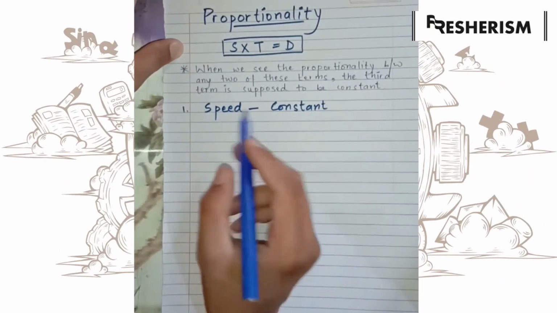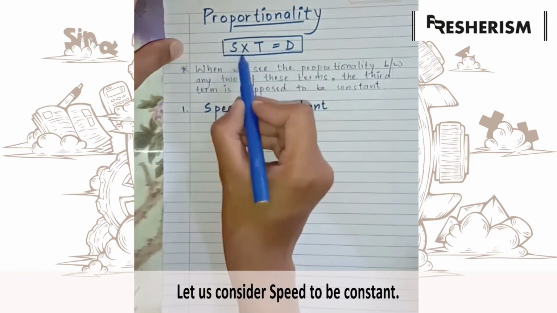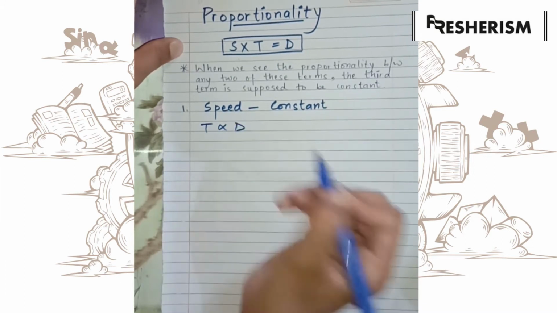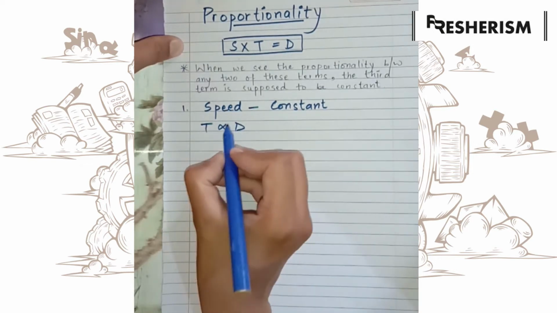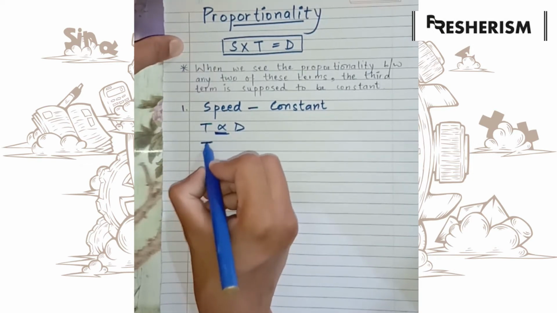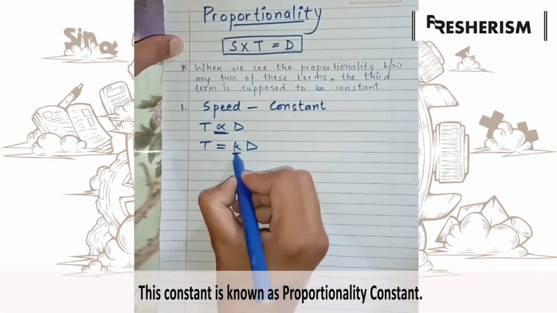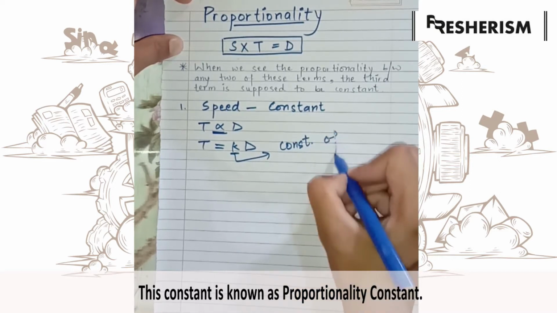So first of all, when we are considering speed to be constant, then we have T directly proportional to D, that is, time is directly proportional to the distance. When we remove this proportionality sign, we will get a constant, which is called the constant of proportionality.